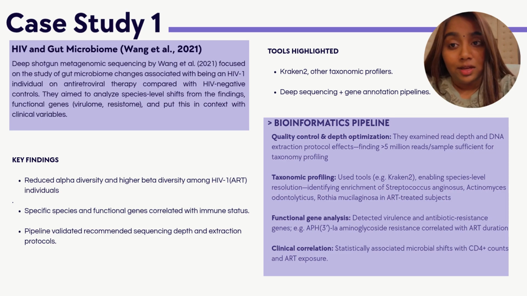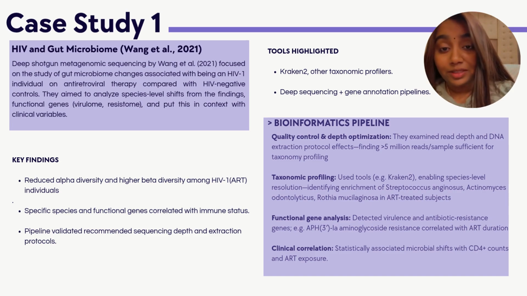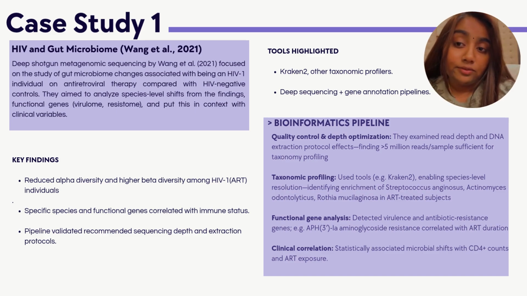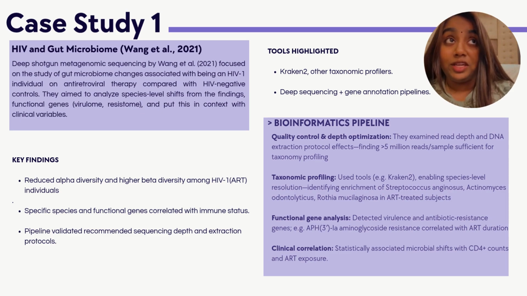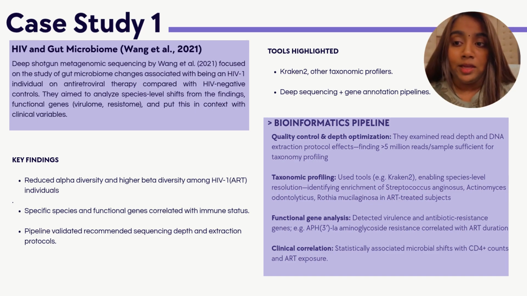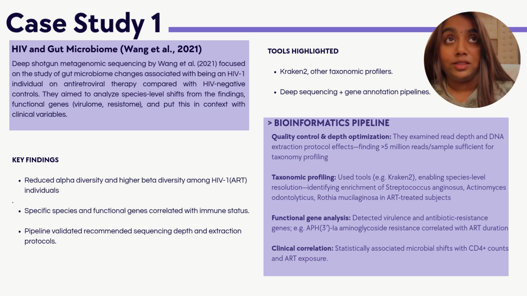Their findings revealed a significant reduction in microbial diversity among the HIV group, along with an overrepresentation of specific bacteria such as Pseudomonas aeruginosa and Actinomyces. More importantly, they identified the presence of resistance genes like APH3LA, which were positively correlated with longer durations of antiretroviral therapy. This suggested that the therapy might influence microbial resistance profiles over time. This case highlights the power of bioinformatics not only to map microbial communities but also to link them to clinical variables such as treatment response and immune system status.